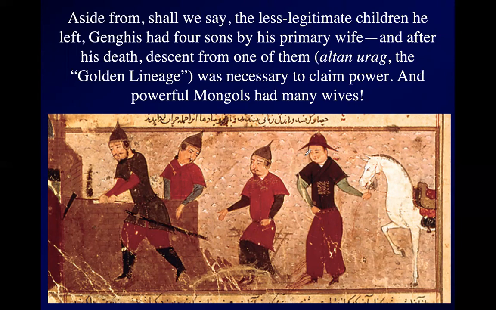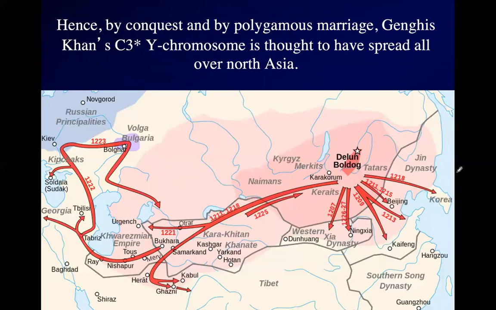And if you were a man in the Altan Urag, you had lots of opportunities to get lots of wives and have lots of kids and leave lots of copies of your Y chromosome in future generations. And so we think by conquest and by polygamous marriage, Genghis Khan's Y chromosome is thought to have spread over an awfully big chunk of northern Asia.